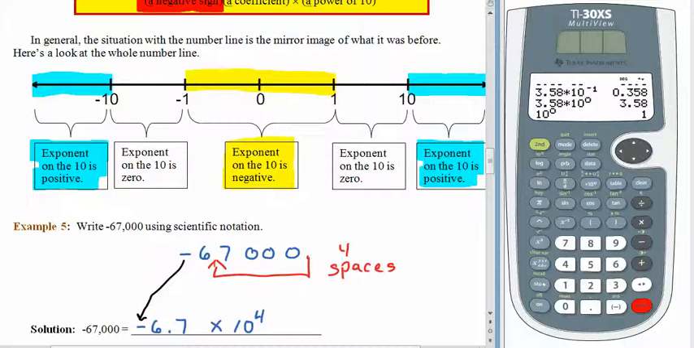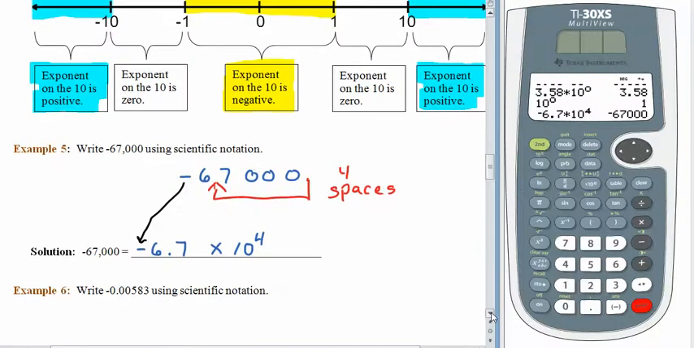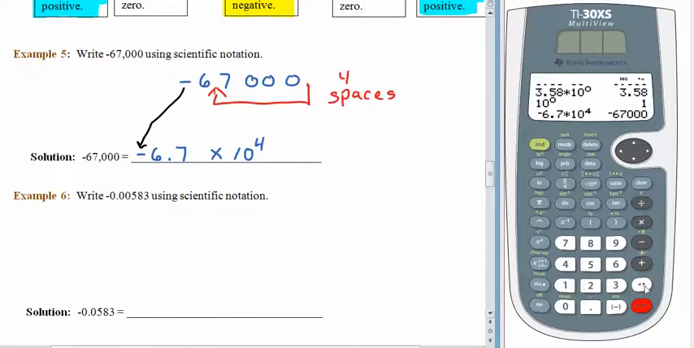And of course, we can try this out on our calculator. Negative 6.7 times 10 to the 4th power. There we are, negative 67,000. Really use your calculator to double check these until you're feeling extra good about converting. This next one is yours. Example 6, try on your own, pause the recording, come back when you're done.